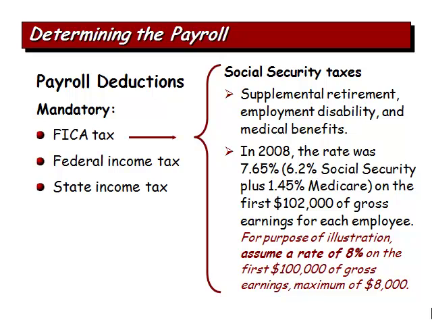And we're going to use here, notice in red, that for textbook purposes, we're going to assume a rate of 8% on the first 100,000 of gross earnings for a maximum of 8,000. We just do that for simplicity's sake in the textbook.